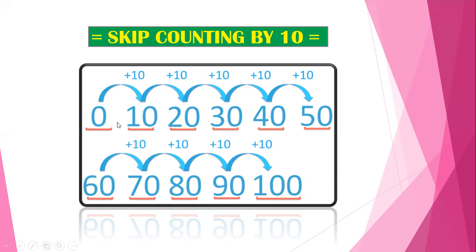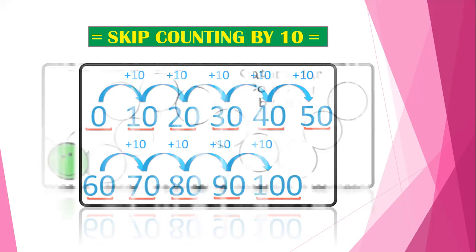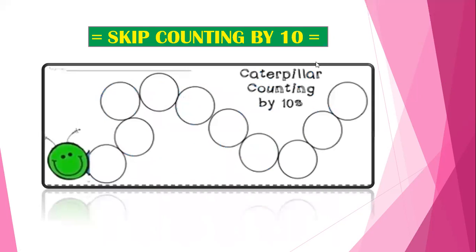Easy, right? Let's count again one more time. Everybody, skip counting by 10 from 0 to 100. 10, 20, 30, 40, 50, 60, 70, 80, 90, 100. Amazing. Now let's practice skip counting by 10 using the caterpillar.